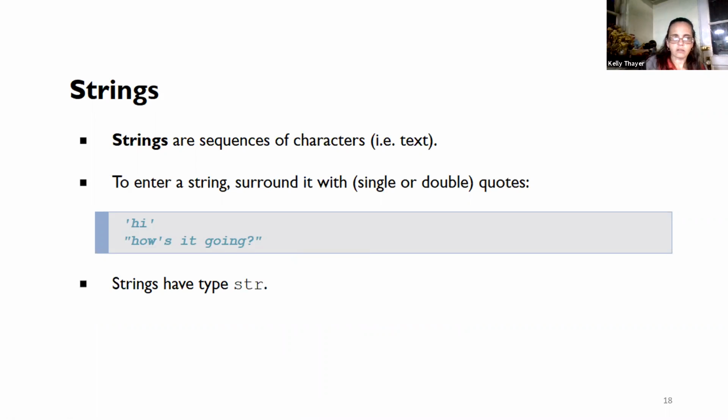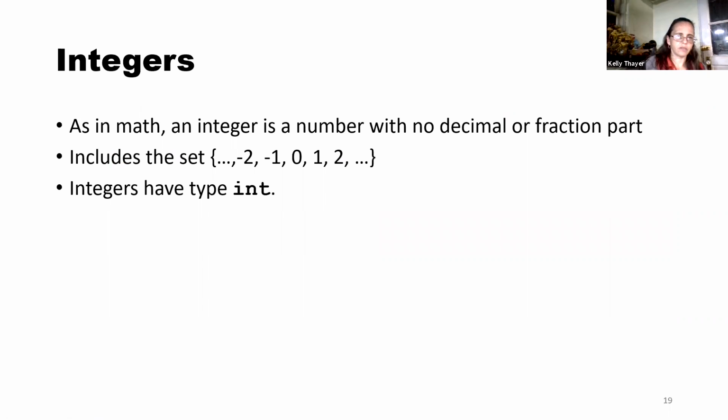Strings are another type. A string is a sequence of characters. Basically, it's text. To enter a string, you surround it with single or double quotes. Doesn't matter whether you use single or double, really, but you have to be consistent. So you can't mix a single quote with a double quote. That won't work, but you could do it like this or like that. And strings have the type str for string. Integers. As in math, integers are the numbers with no decimal or fractional part. The set includes negative infinity to positive infinity, using -2, -1, 0, 1, 2, and so on. Integers have the type int.